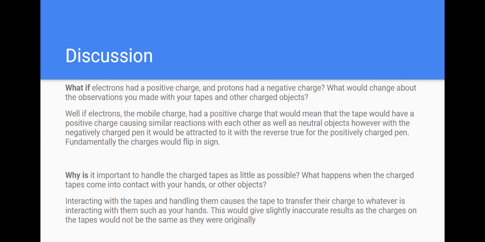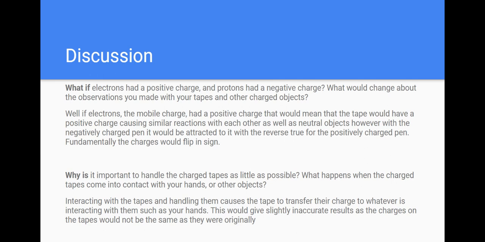So the question was, what if electrons had positive charges and the protons had negative charges? What would be the change in observation? Well, if the electrons, being the mobile charge, had a positive charge, that would mean that the tape, since it is mostly based on the mobile charge, would have a positive charge, causing similar reactions with other pieces of tape as they would push against each other, as well as similar reactions to neutral objects. However, with the negatively charged pen, it would be attracted to it, with the reverse true for the positively charged pen. Therefore, the biggest and most fundamental change is that all of the signs on the charges would flip.